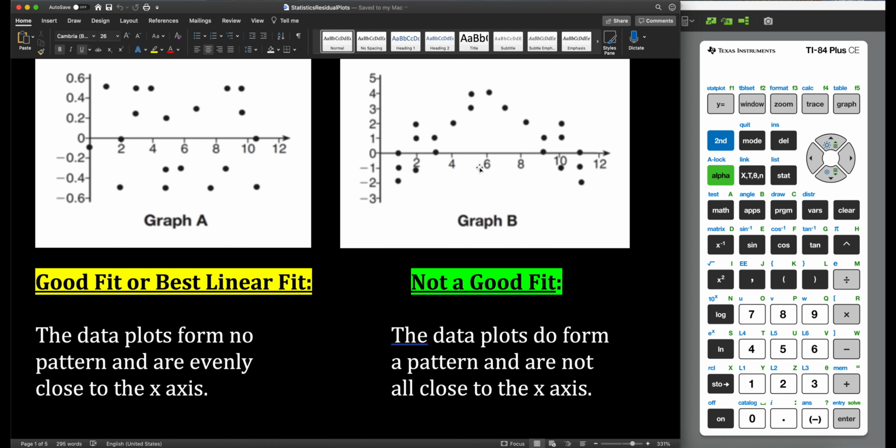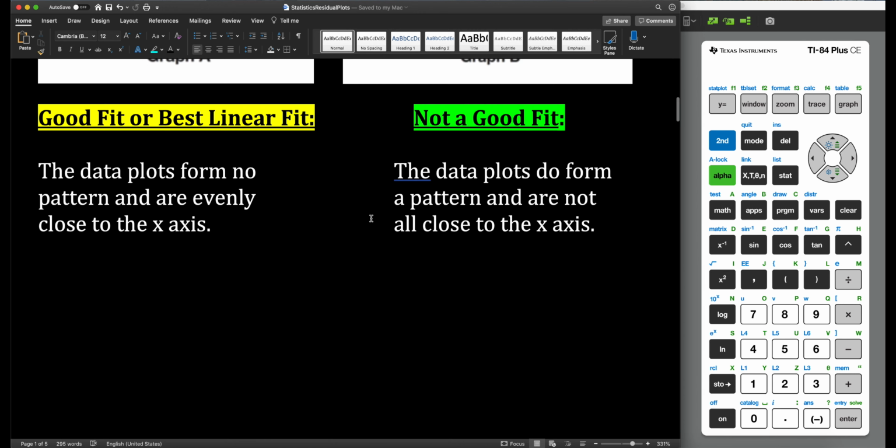So that is basically all you need to know with residual plots. You have to be able to tell us, does it look like this where there's no pattern and they are close to the x-axis? That's a good fit. Is there a pattern and some are far away from the x-axis? They're not all close to the x-axis. That is not a good fit. That's all you have to tell us. Let's take a look now at a Regents question.